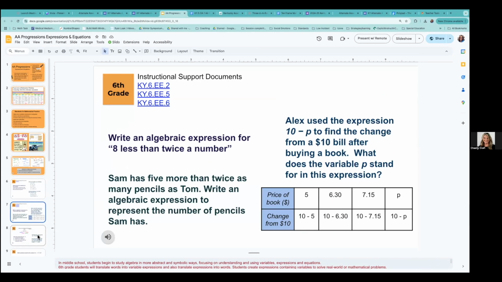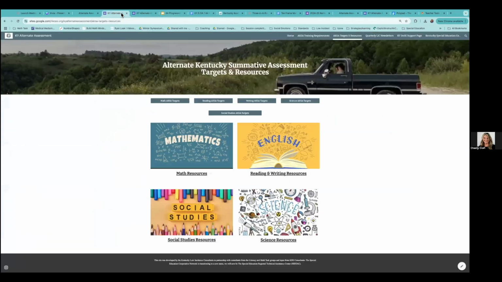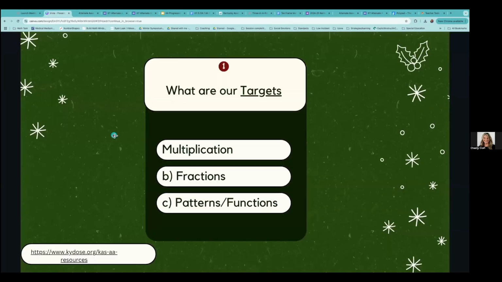I don't know if any of you guys had seen this yet, but these are available to you, and it's all on that alternate assessment. It's right in here. It's available to you. Please use this. So that's part of what I wanted to talk to you guys about today. And that's in your kydose.org, the KASA alternate assessment resources.